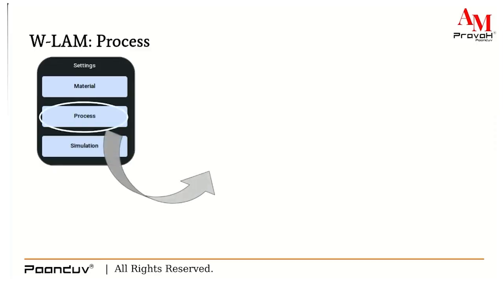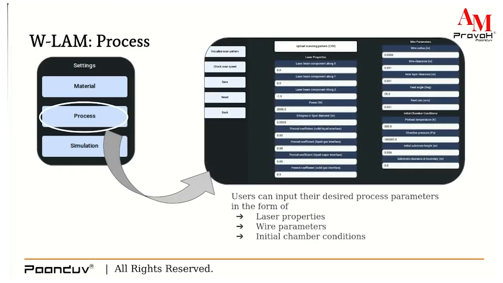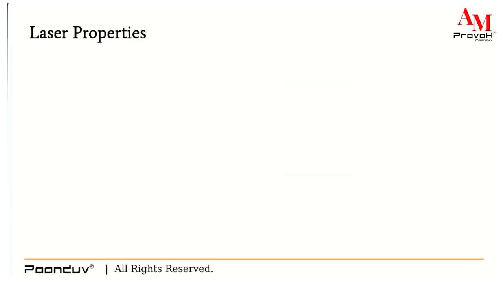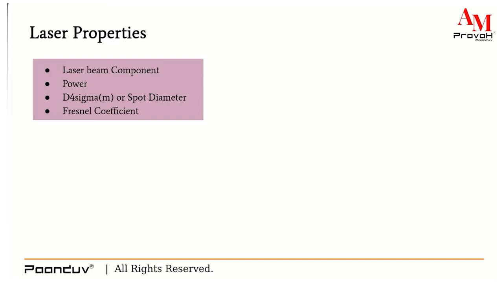Clicking on the process icon under the settings section will take us to this GUI interface, where the users can input their desired process parameters in the form of laser properties, wire parameters, and initial chamber conditions. Under laser properties, we have laser beam component, power, D4 sigma or spot diameter, and Fresnel coefficient.